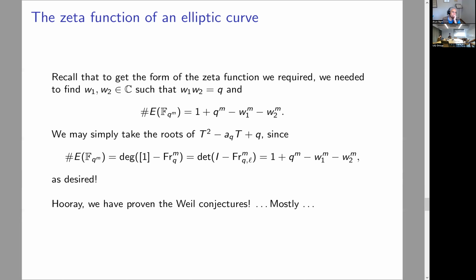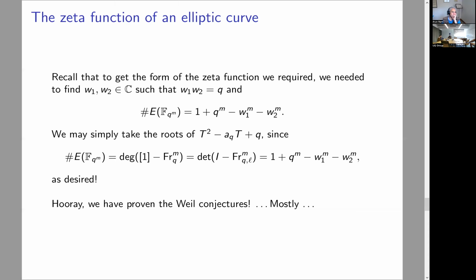Because I said there are two parts to this, right? One part was to do all the work to build our zeta function and get the rational function that we expect to get. And this does that. We have got the rational function. We have proven rationality. We have proven the functional equation. We have proven the relationship with the Betti numbers.